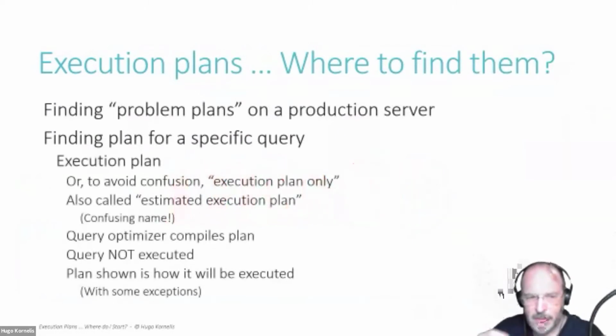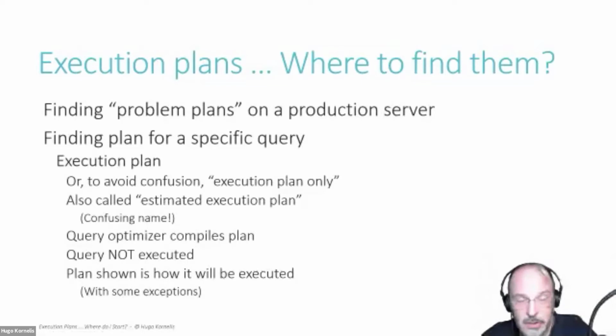So let's recap this. We have the execution plan, or if you really want to avoid confusion, you could call it execution plan only. And I do not like the term estimated execution plan because it's not an estimate, it's the real execution plan. What happens if you click the button display estimated execution plan? If you request the execution plan, the engine of SQL Server tells the query optimizer, here's a query, I want to execute it. Create a plan for me.